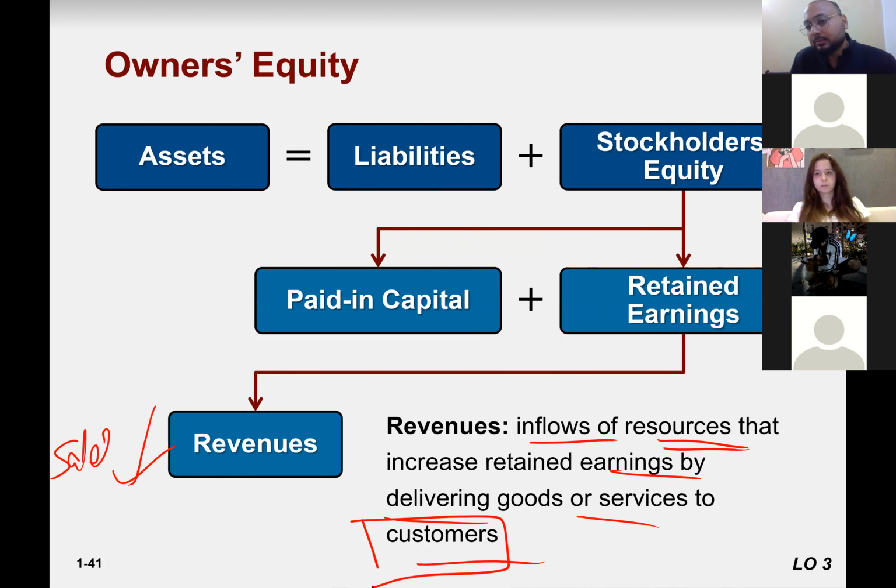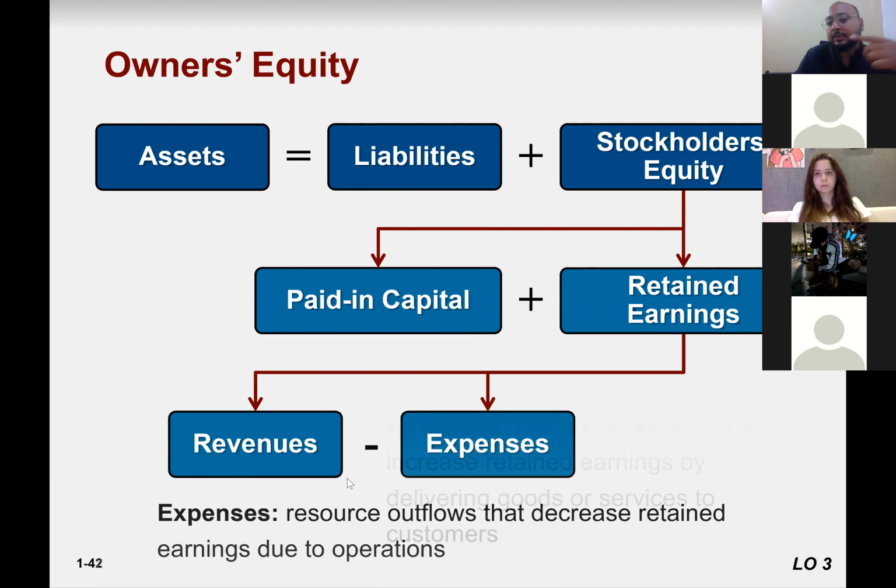And of course, common logic is that goods and services are always sold to customers, right? So revenue minus expenses. Expenses are when company cash goes out, so that's why we call this outflow. Cash outflow that decreases the retained earnings due to operations. And what kind of operations? Processing operations, like you pay for the electricity bill, you pay salaries, the supervisor salary, the guard salary, you purchase raw material. All those things are expenses.